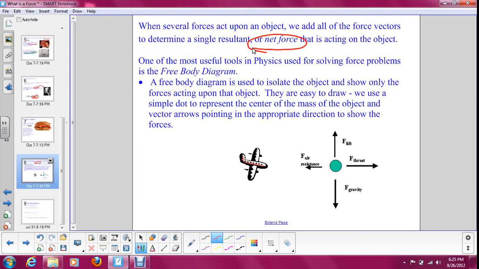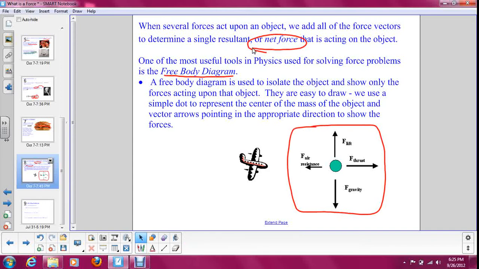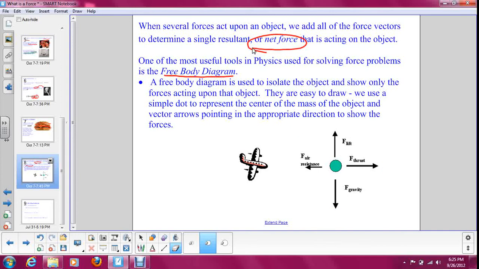One of the most useful tools in physics we use for solving force problems is called the free body diagram. And that is this guy right here. This is a free body diagram. A free body diagram is used to isolate the object, take it away from the system and everything around it, and get it all by itself, and show only the forces acting on that object. They're pretty easy to draw. All you have to do is make a dot, and this represents whatever the object is. In this case, this dot represents an airplane.